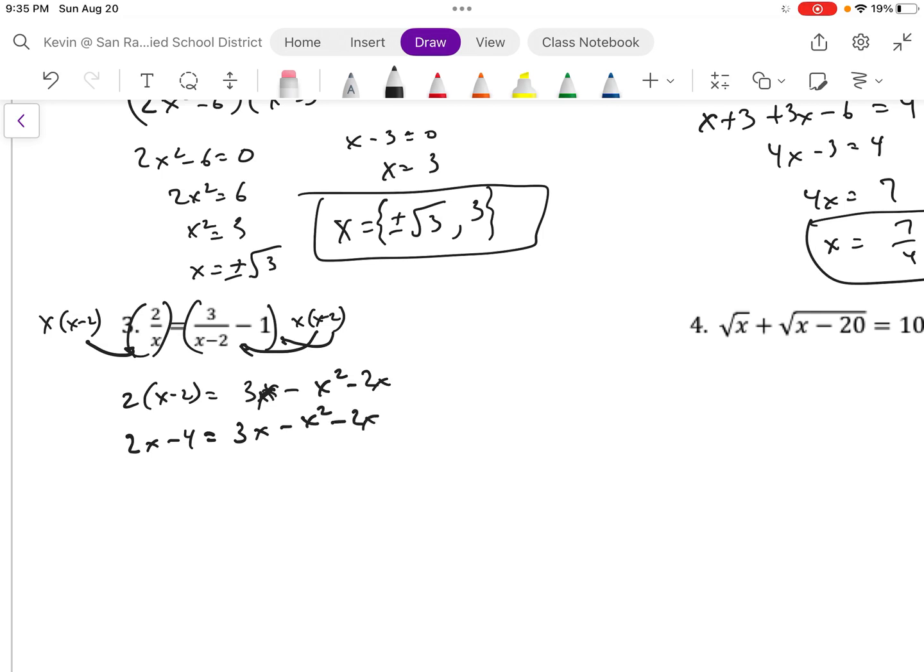Now we have to start putting everything together, so I'm going to move stuff around. I'm going to move this x squared over here. 3x minus 2x is x. Subtract x. That leaves me with plus x minus 4 equals 0. And I feel like I've made a mistake somewhere.